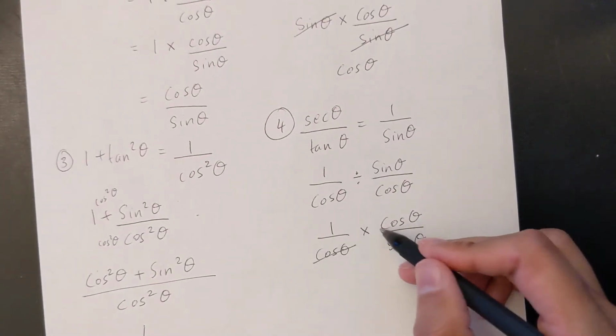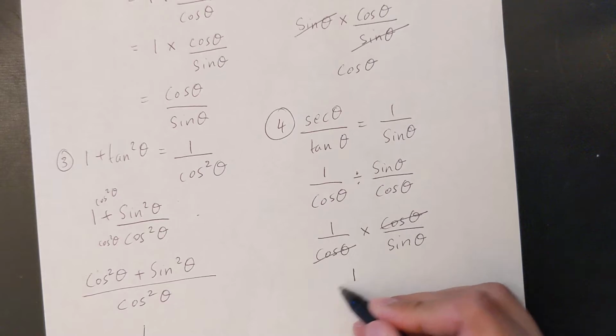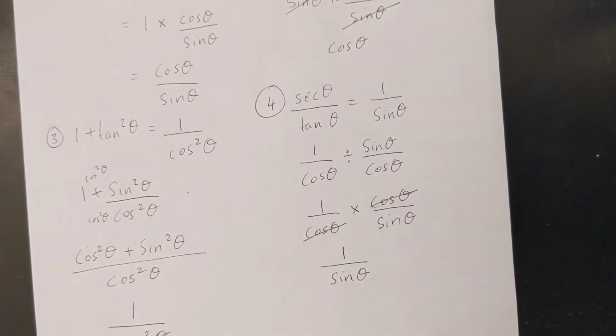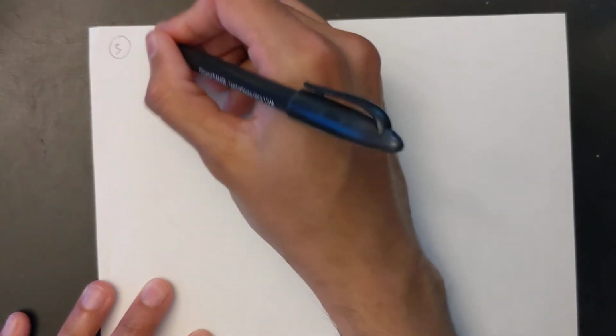Now I can cancel off the coses and I'm just left with 1 over sine theta. Okay, as you can see, it may start a bit easy, but it does get a bit more difficult as you proceed with the harder questions. Let's go to the fifth one next.